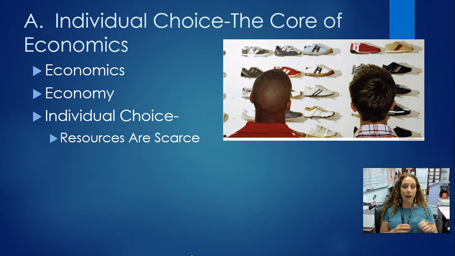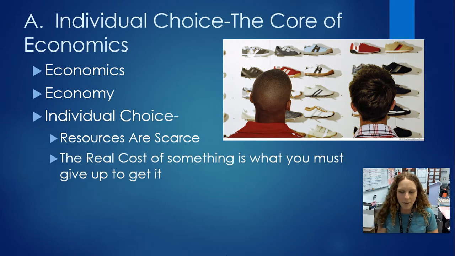There's a limited supply of land. There's a limited supply of time. There's a limited supply of air. There's a limited supply of any kind of capital, of machinery, any sorts of resources, those factors of production that we're going to talk about in a second. They are scarce. And the real cost of something, this is where, again, we want to think economics is all about money. Well, it's partially about money. But the real cost of something is what you have to give up to get it.